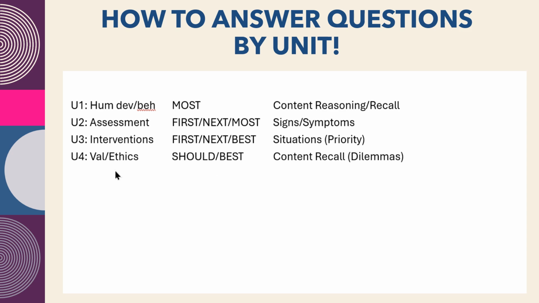Now, Unit 4, the professional values and ethics, professional relationships, and all of those things. This is where you're going to get a lot of your should questions as well as your best questions. What's the best thing to do, the social worker should, or what should the social worker do, without them adding first or next? This is a lot of content recall, but it also does consist of content reasoning as well. However, these questions usually give you a dilemma, and you have to be able to recall what the code of ethics says in that given dilemma.